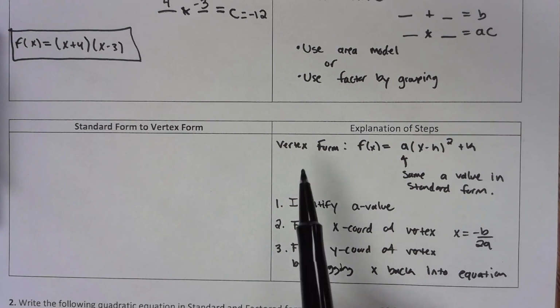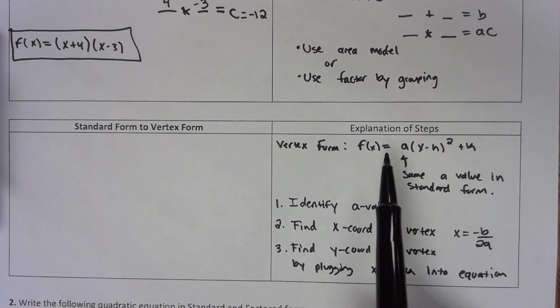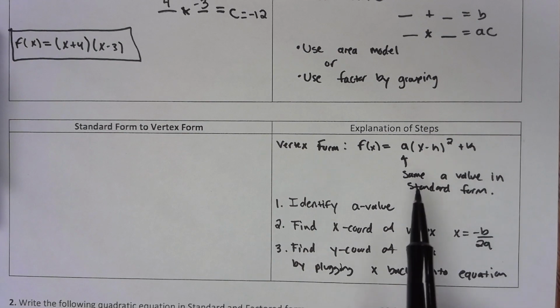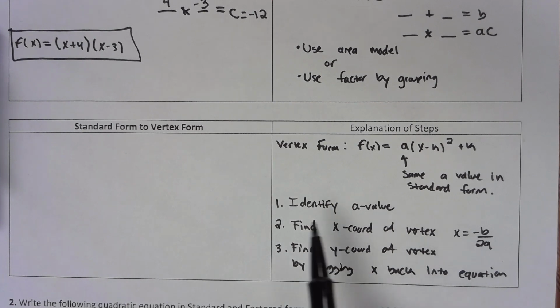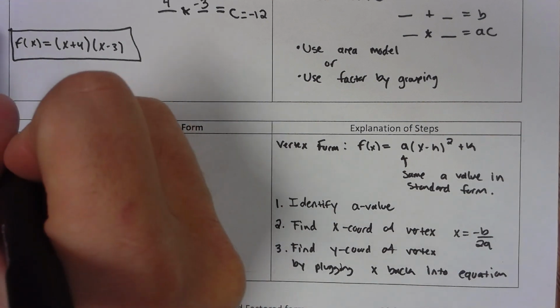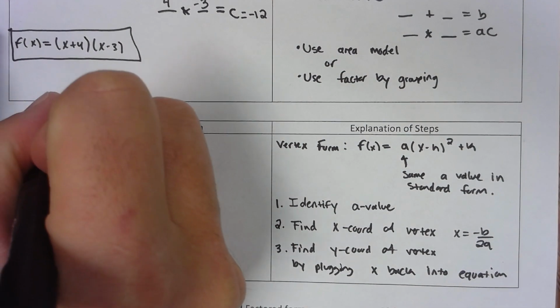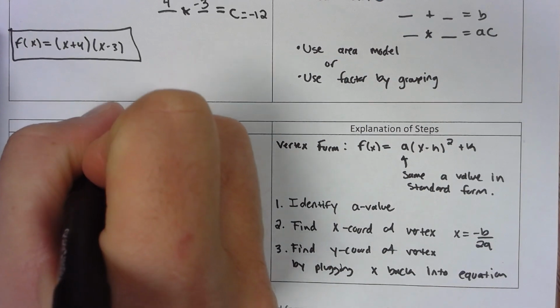So again, this says vertex form, f of x equals a times x minus h squared plus k. That a value is the same a value that is in our standard form. So we want to identify that a value. Then our next task is finding the vertex. First using negative b over 2a, and then plugging that back into our equation to find the y. And we're going to work with that same equation of x squared plus x minus 12.